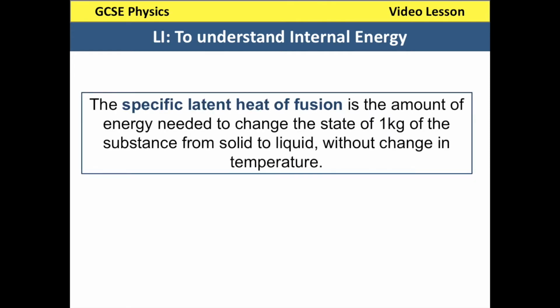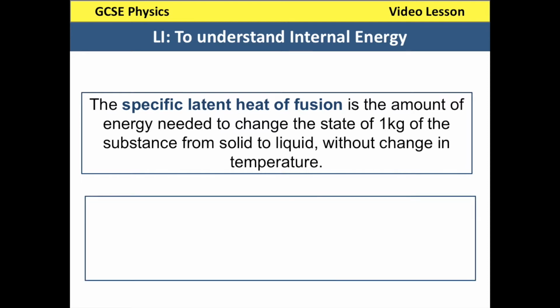The first one is for latent heat of fusion. The specific latent heat of fusion is the amount of energy needed to change the state of 1 kilogram of a substance from solid to liquid without changing its temperature. So in other words, the amount of energy needed to, say, change 1 kilogram of ice to water but keeping it at 0 degrees.